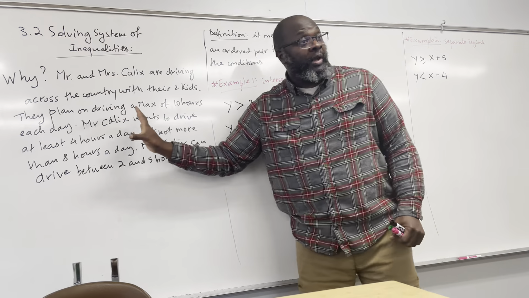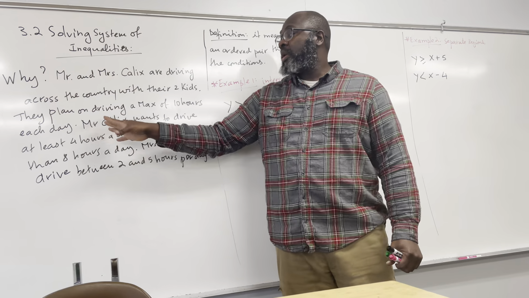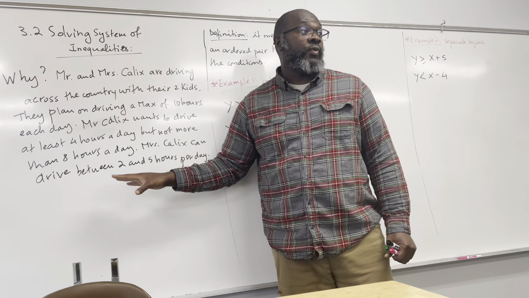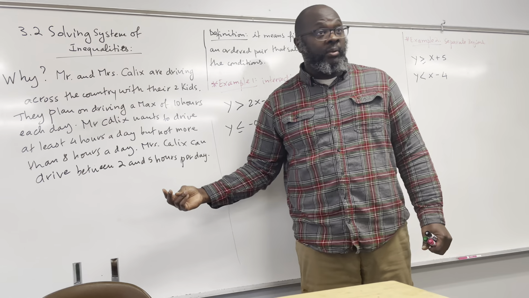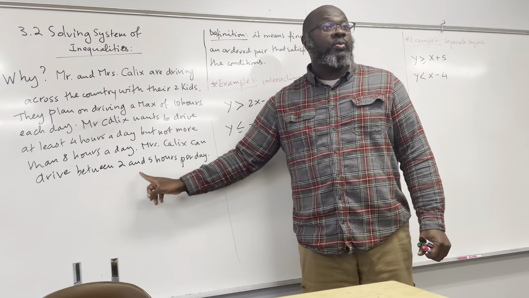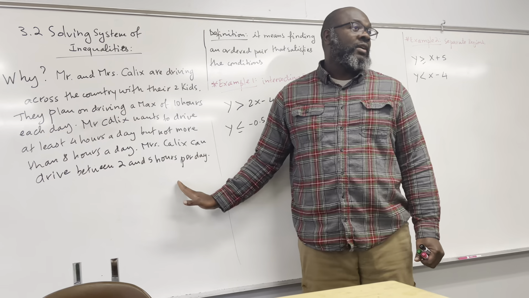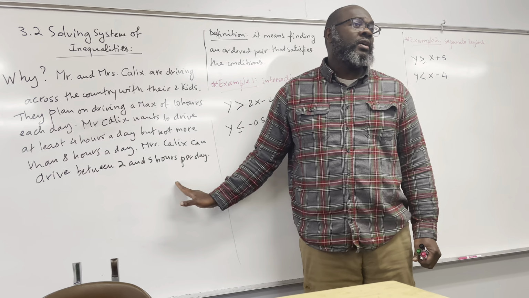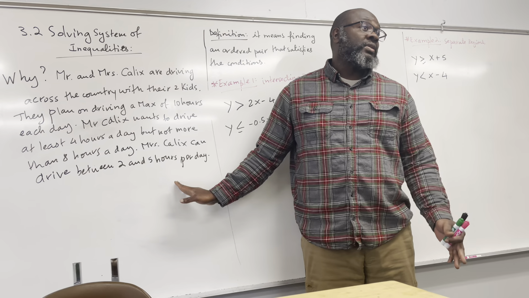We can find an ordered pair that will satisfy this condition, which means, okay, Mr. Calix, you can do 6, your wife can do 4. Mr. Calix, you can do 7, your wife can do 3. Because she doesn't want to do more than 5 or less than 2, right? So she's in this interval here. There are different options. You can tell her, honey, I'm tired today. You can do 3, I'll do 7.